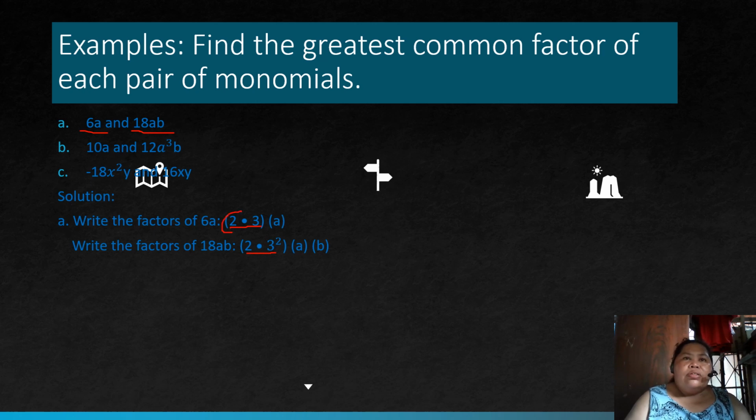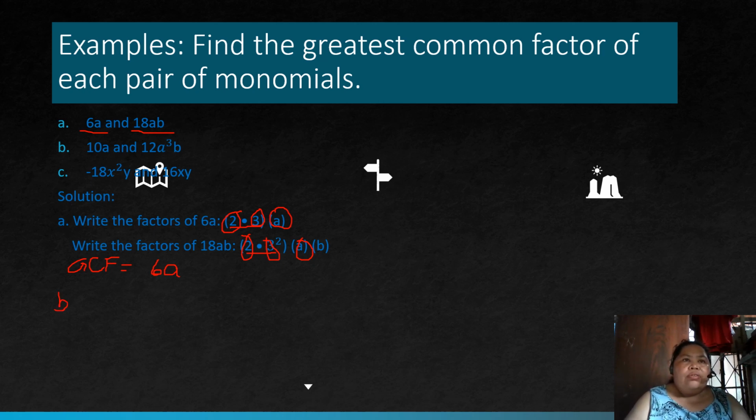So as you can see there, we have here 2 and 6. Okay, so 2 and 6. And then, of course, we have a. So from here, we could say that the GCF is equal to 6a. Okay, so the GCF is 6a.